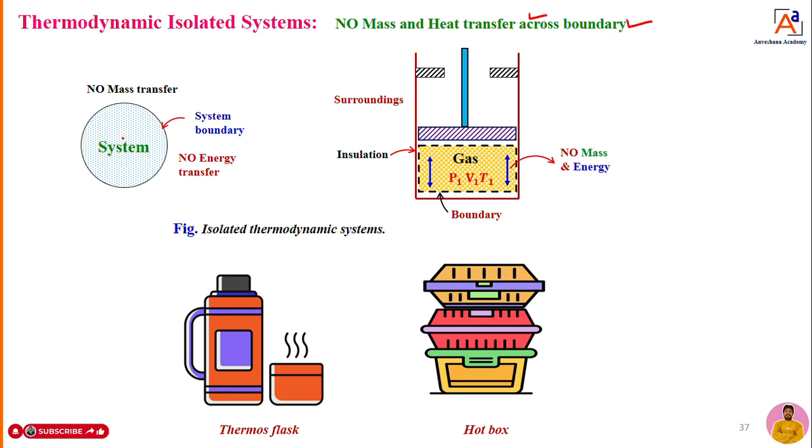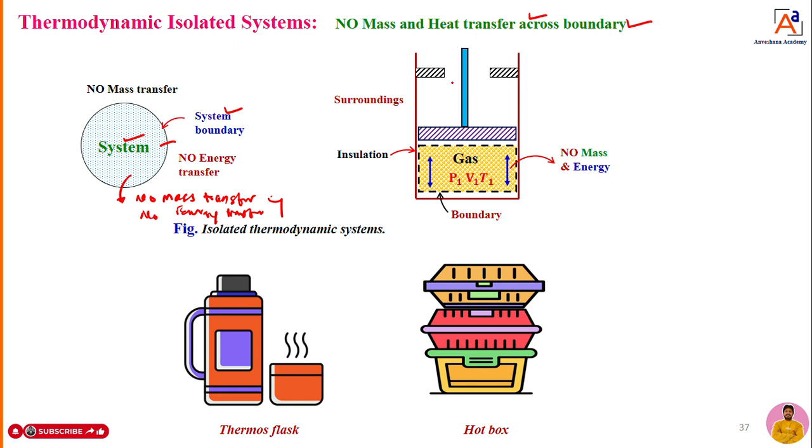I will consider a system. It has a mass and it is surrounded by a layer. That layer we can call the system boundary. Across the system boundary, there is no mass transfer and no energy transfer. So if no mass and energy transfer takes place across the system boundary, that type of system we can call an isolated system.